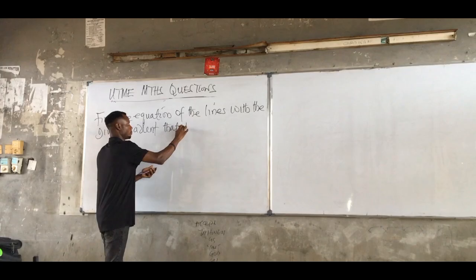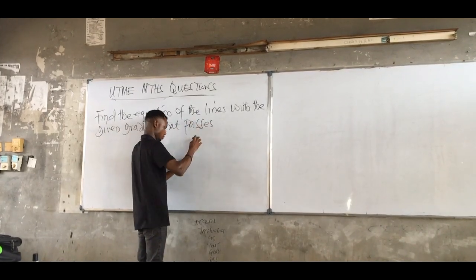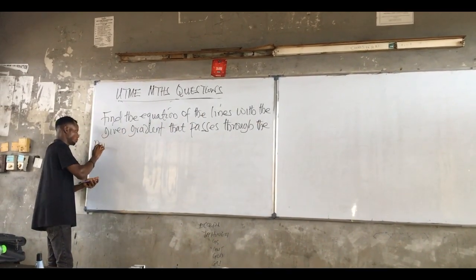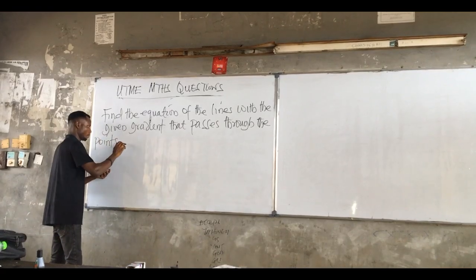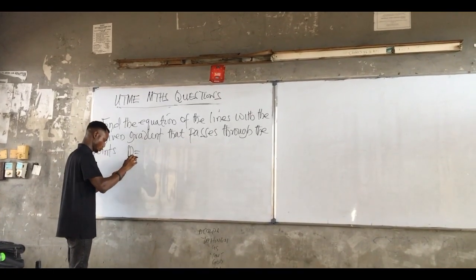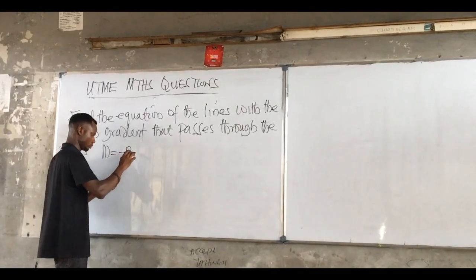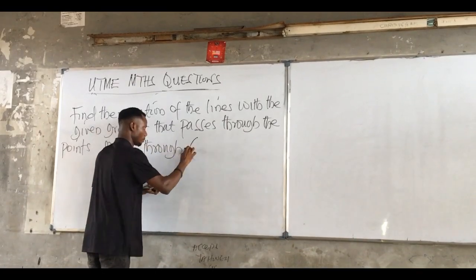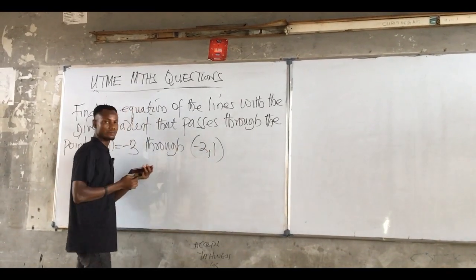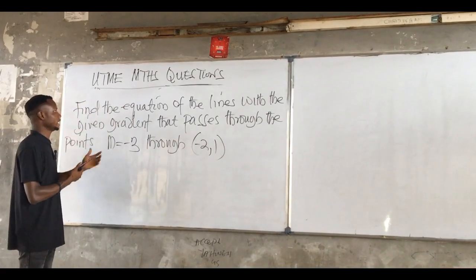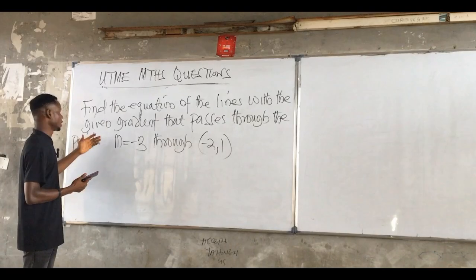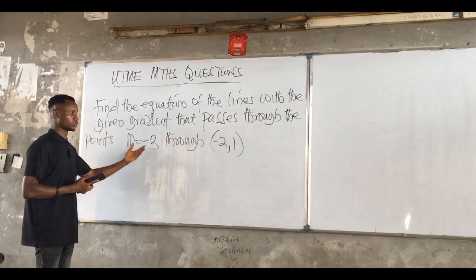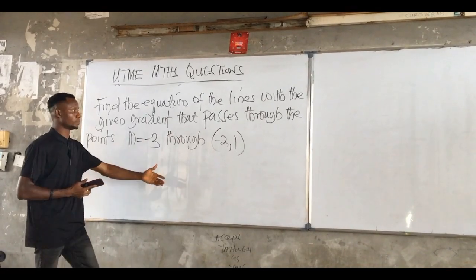Find the equation of the lines with the given gradient that passes through the point. Find the equation of the lines with the given gradient that passes through the point M equal to minus 3. We are going to know what M represents here. Through minus 2, comma 1.